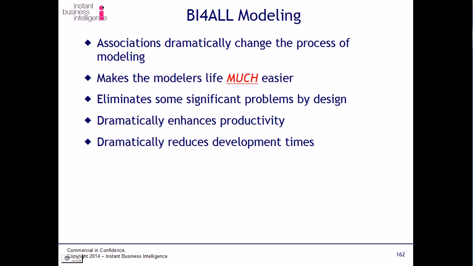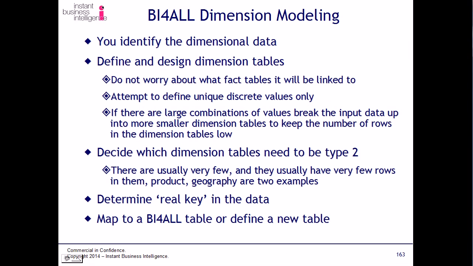So associations dramatically change the process of this, and it makes the modeler's life much easier, much easier. It eliminates some significant problems by design, dramatically enhances productivity, and dramatically reduces development times. So how do you go about this? In BI4ALL modeling, the first thing you do is identify all the dimensional data. Forget about fact tables for a while.